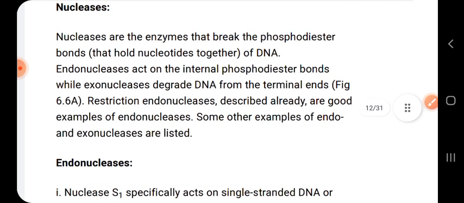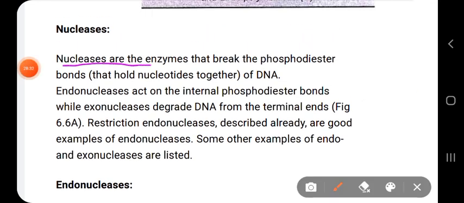So let us see nucleases. Nucleases are the enzymes that break your phosphodiester bonds. The phosphodiester bond, as we have studied just a little bit ago, holds the nucleotides together. And who participates? The 5 prime phosphate group of one deoxyribose sugar and the 3 prime hydroxyl group of another deoxyribose sugar of another nucleotide participate in phosphodiester bond formation. That was catalyzed by your ligase enzyme, but here nuclease is doing the reverse thing. They are breaking that phosphodiester bond.